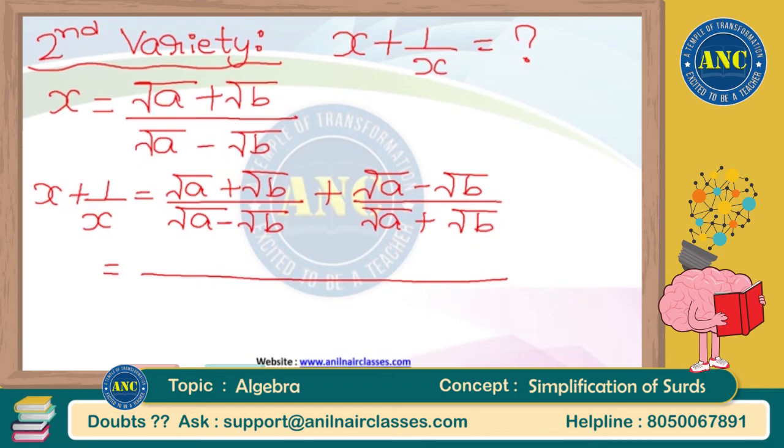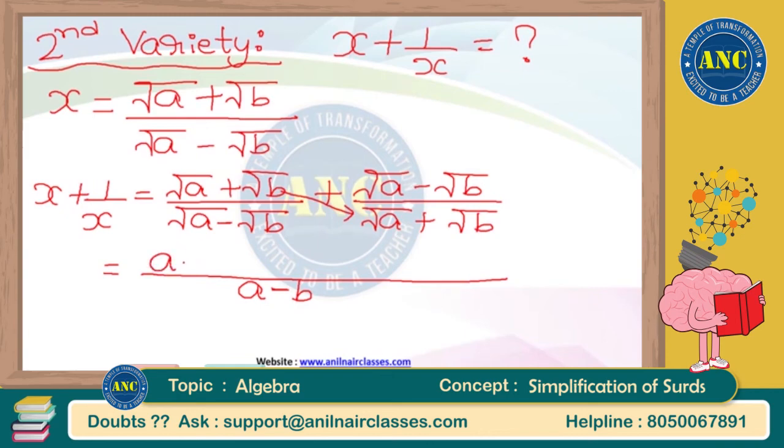X square is root a whole square, that is nothing but a, minus y square is root b whole square, that is nothing but b. Now here, root a plus root b cross multiplied with root a plus root b is root a plus root b whole square, that is x plus y whole square.